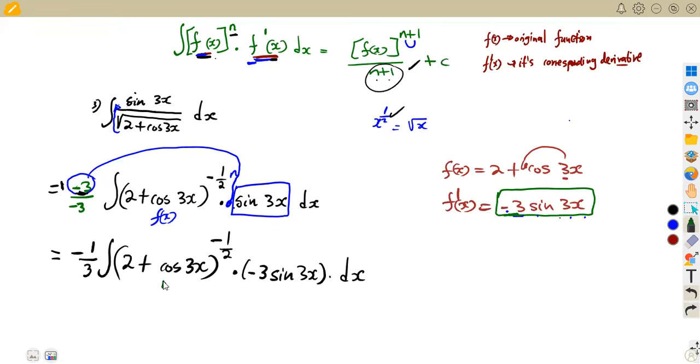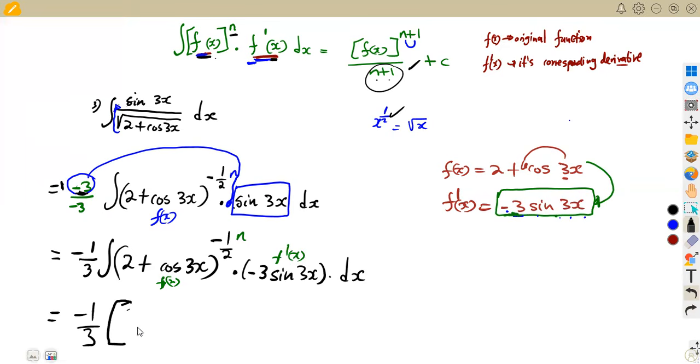This is our f of x here. Its derivative is minus 3 sine 3x, which is the same here. Our first derivative is minus 3 sine 3x. So meaning to say this is our f of x. This is the first derivative. This is our n.